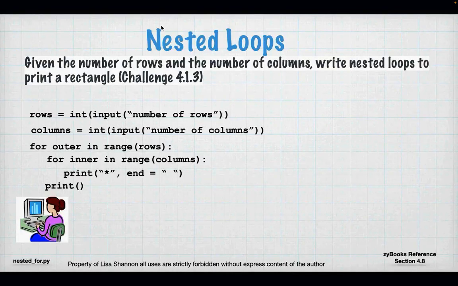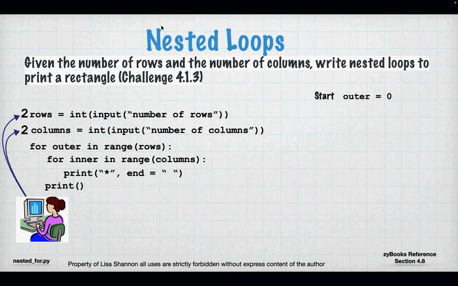So let's go through this one again. I'm getting a little off track, apologize. I'm going to enter 2 for rows, and I'm going to enter 2 for columns. I've got my little table over here just to keep track of things.